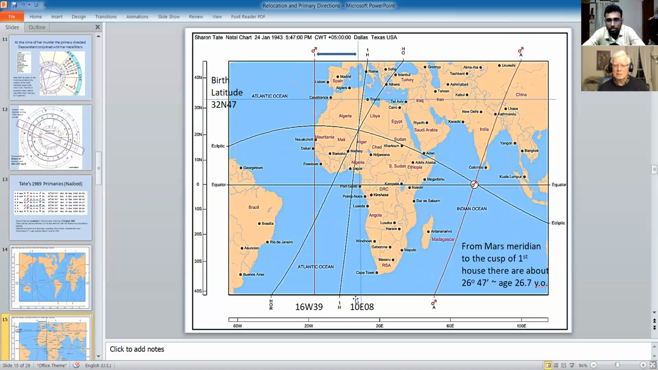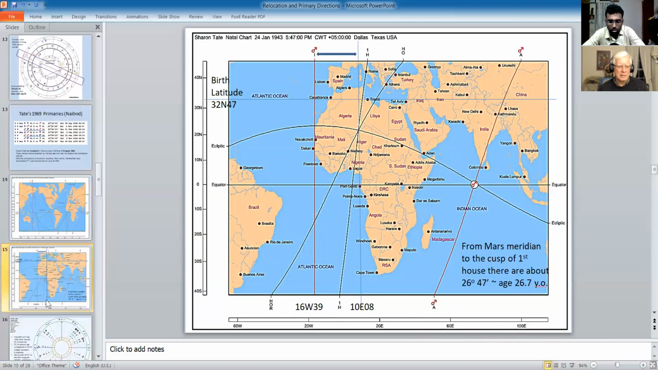So from 10 to Greenwich is 10 degrees. And then from Greenwich west to 16 and a half is about 26 and a half degrees if we add the two together. So this indicates Mars connected to her horizon or her ascendant or descendant at about 26 and a half. I think it came out to about 26.7 if you did it more closely. And I think she was 26.5 or 6 when she died. So it's very close.